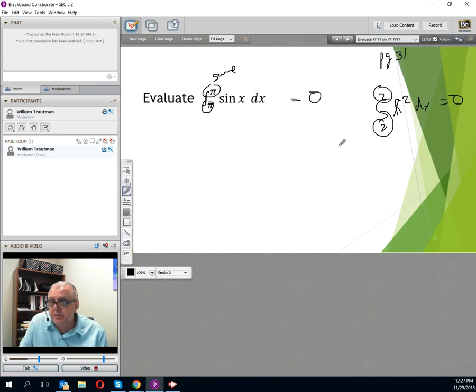Think about it. Here's a shape. If I want to find the area between 1 and 1, there's no area there because there's no width. So width is 0. 0 times anything is 0.